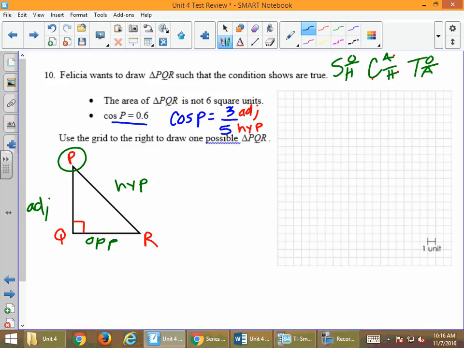So, again, we said our adjacent side was 3, so we're going to say that side is 3. We said the hypotenuse was 5, so we're going to say that side is 5. In order to graph this, we need to find this bottom side. Well, how do you find the missing side of a right triangle? What do we use? One side's missing. And we have the other two. What do we use?